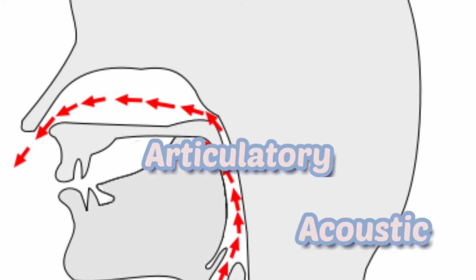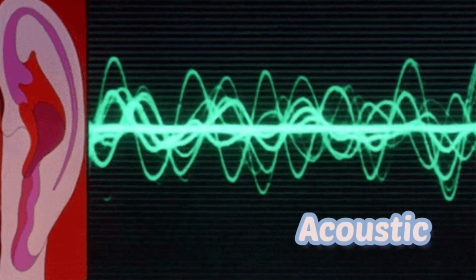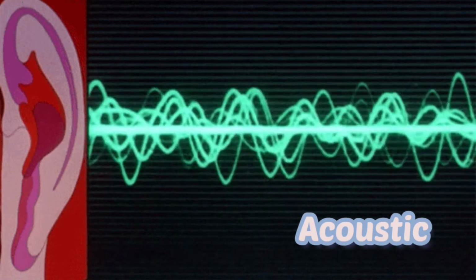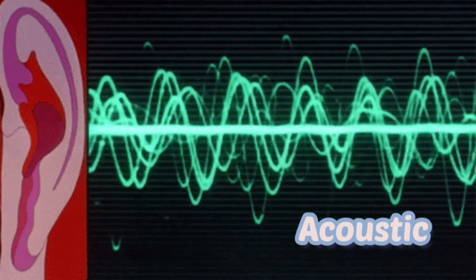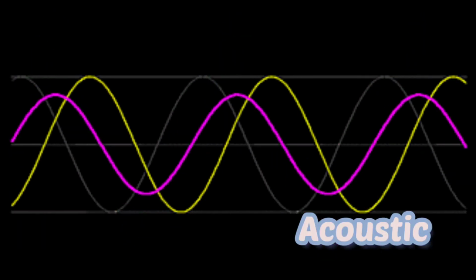The second one is acoustic phonetics. What is acoustic phonetics? Acoustic phonetics deals with capturing and describing sound signals as they are produced and perceived. So basically, acoustic phonetics is the study of the physical properties of speech as sound waves in the air.